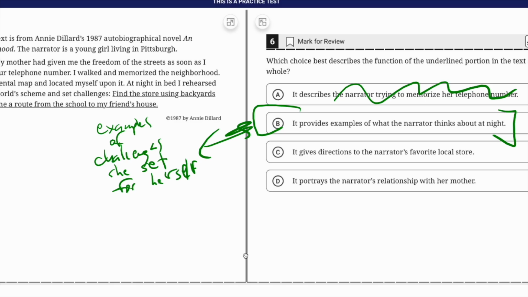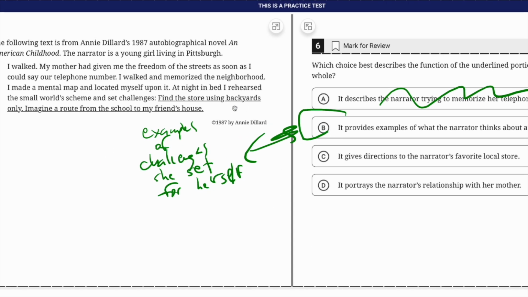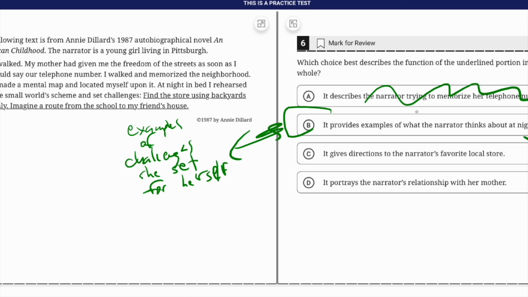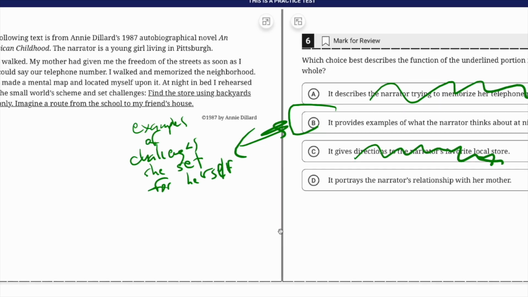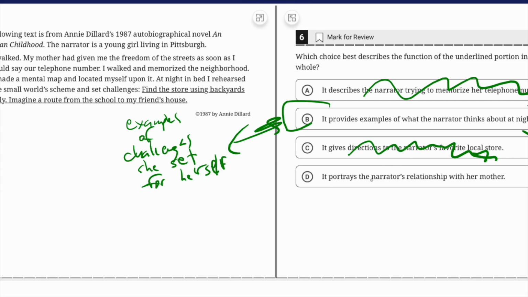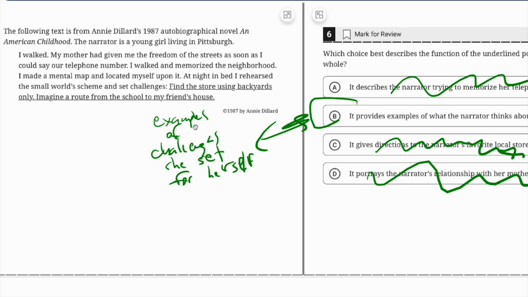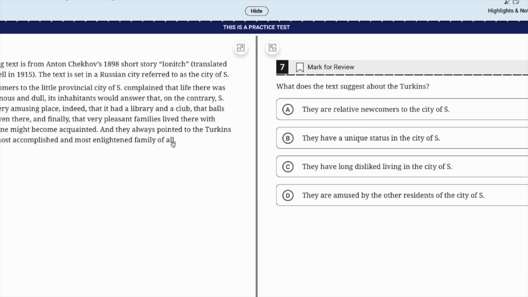Why not C? It says find a store, but it doesn't say it's her favorite local store. So you never want to go beyond what you have evidence for in the passage. And just because it's a store doesn't mean it's her favorite. And then, no, the relationship with her mother is mentioned early in the passage, but not in the underlined sentence.